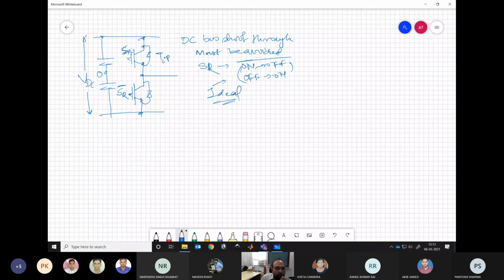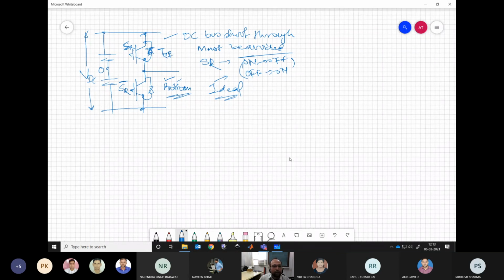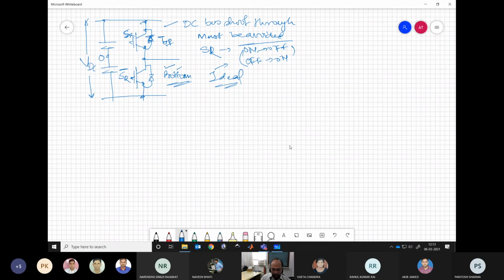So top and bottom devices are operated in this complementary fashion. We turn on the top device and then we turn on the bottom device. These two are not turned on together. The moment we are turning on the bottom, the top is off. This is what we have to ensure in the voltage source converter.